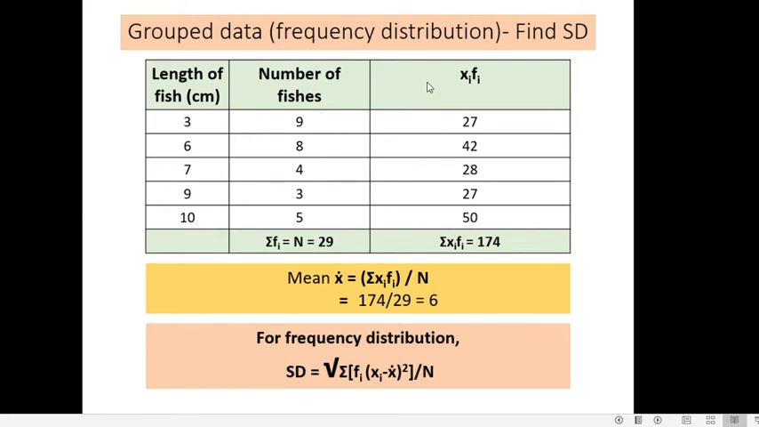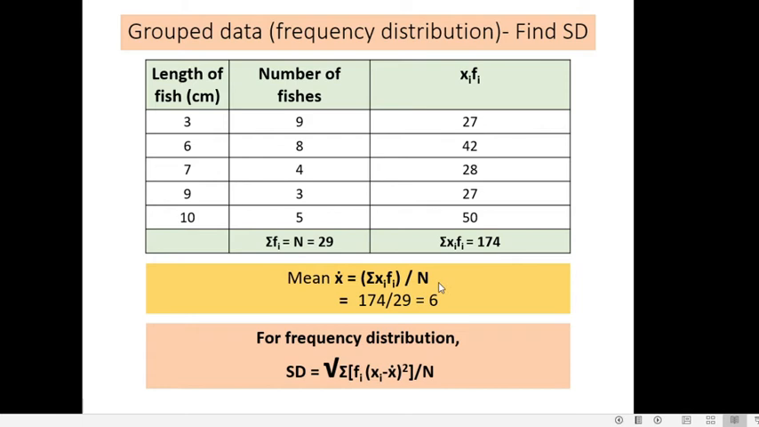Now we have to first find the mean, then only we can go to the standard deviation. So, how do we calculate mean? For that, we have to multiply the value of each observation by its frequency. So, xi fi is calculated and written here. That is 3 into 9 is equal to 27, 6 into 8 is equal to 42, 7 into 4 is equal to 28, 9 into 3 is equal to 27, 10 into 5 is equal to 50. So, sigma xi fi is equal to 174.